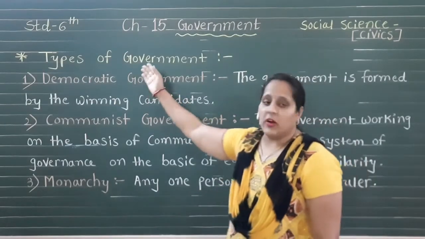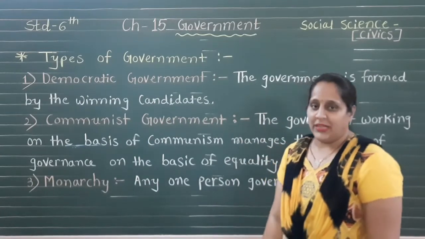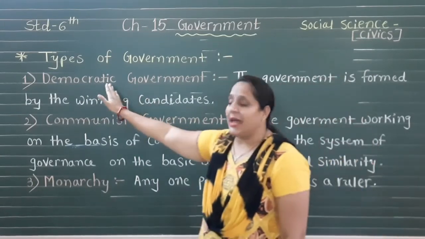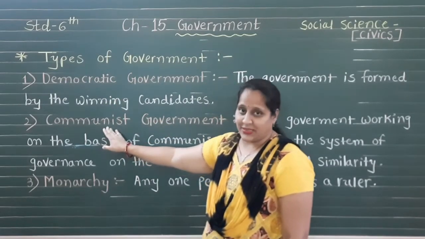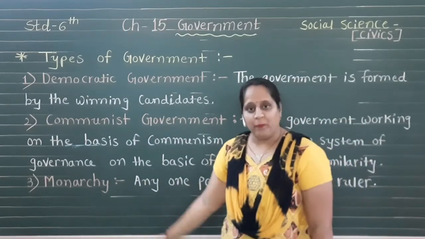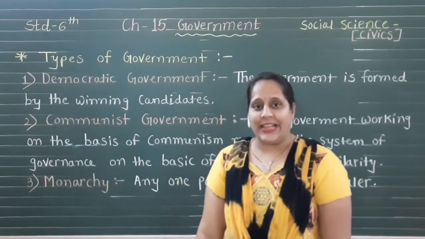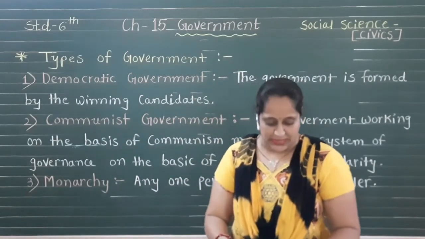In types of government, first of all, there are three types of government in the world. First is the democratic government. Our second point is the communist government. It's a mixed type of government. And the third one is the monarchy. So, in detail, let's start discussing the types of government.